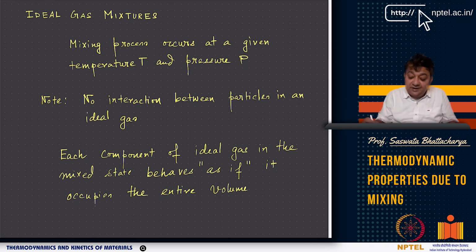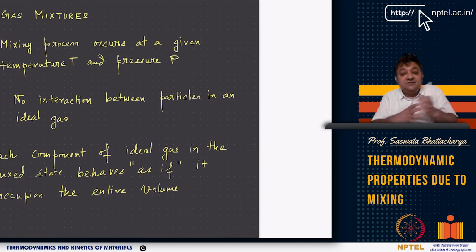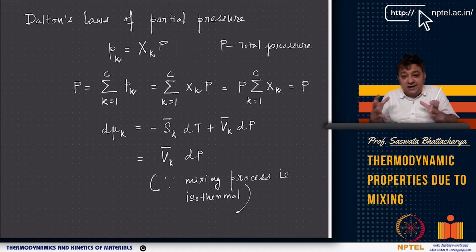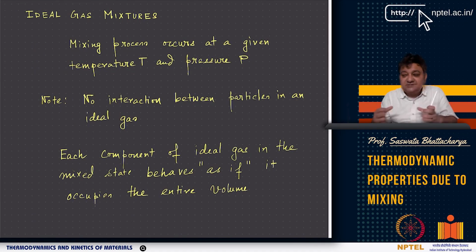So if there is no interaction, each component of the ideal gas in the mixed state behaves as if it occupies the entire volume. Each occupies the entire volume, because there is no interaction. The molecules or atoms of each component are not interacting with the other molecules, and as a result they act as if they occupy the entire volume.